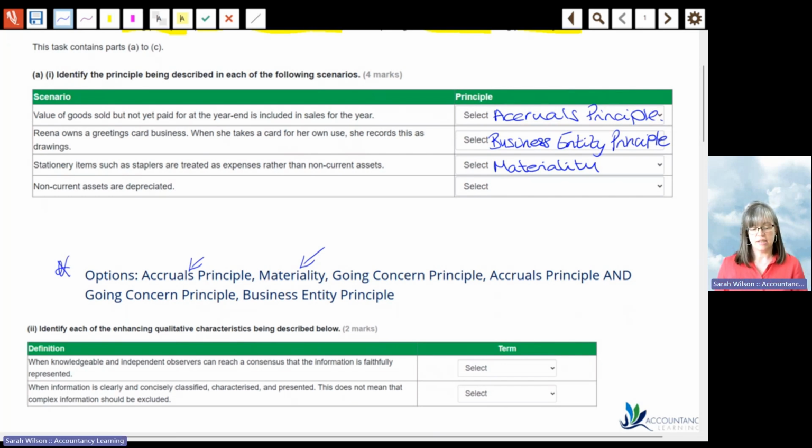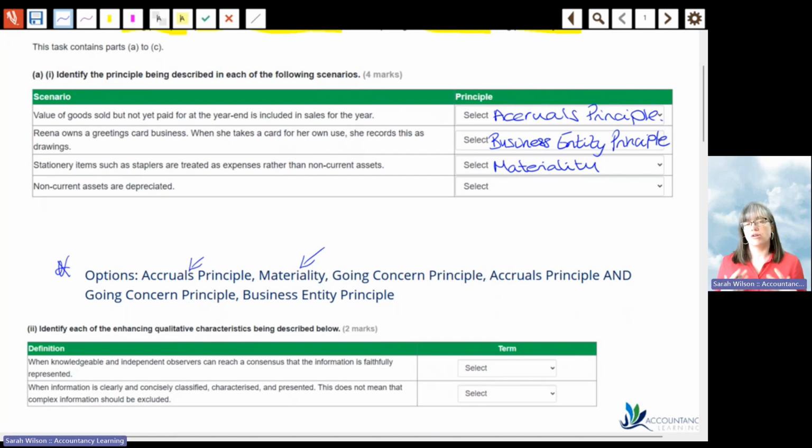And then the last one is non-current assets are depreciated. So when we're looking at non-current assets and the depreciation on them, let's have a think about what depreciation means. So the depreciation is matching the cost of that asset over its useful life to the month or year in which we are recording. So based on that, we can say that it is the accruals principle, because we are saying that over the course of this year, we're spreading the cost of that asset.